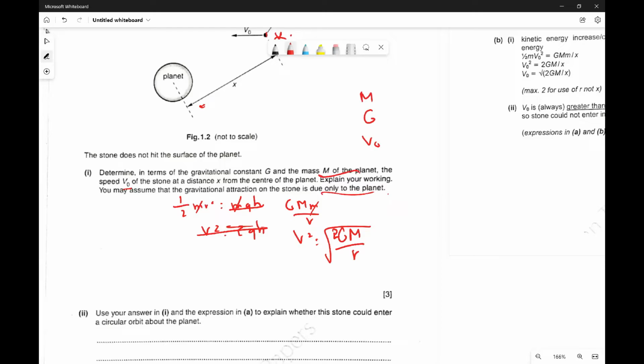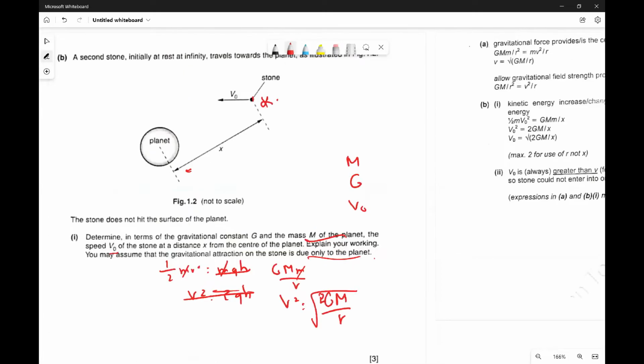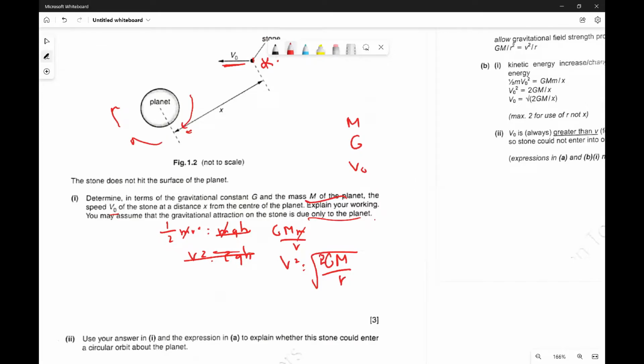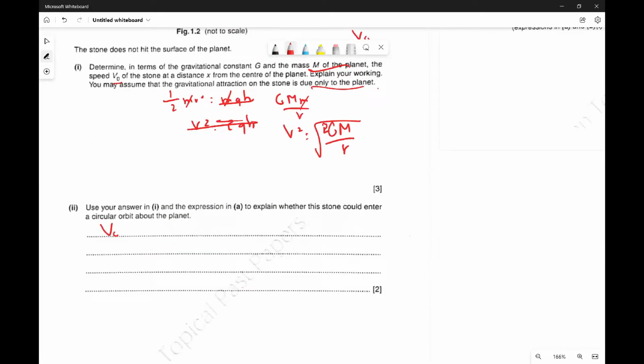I don't think so, because the speed is greater. The velocity v omega, which is v naught, is always greater, right? So the stone won't be able to enter this. Look, its speed v naught is greater than the orbital speed, the speed at which it might orbit around the planet. So the simple explanation could be that v omega is greater than the orbital speed. So this is why the stone cannot.